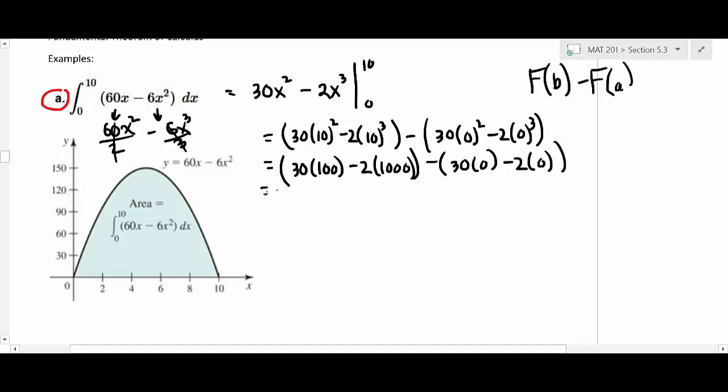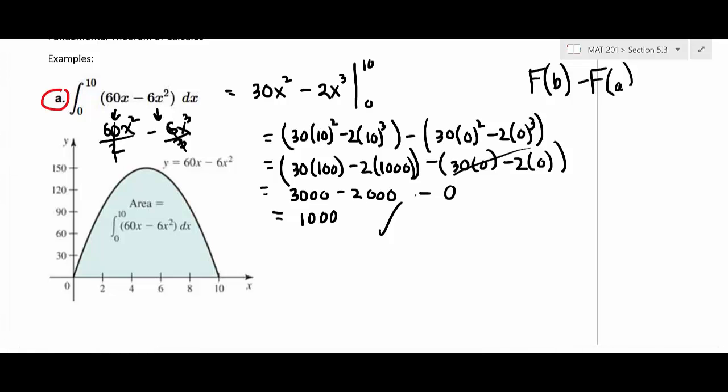So 30 times 100 is 3,000, and 2 times 1,000 is 2,000. This side is 0, so it looks like the exact area under that curve is 1,000. That's pretty fascinating too. I don't know if it is to you, but the fact that calculus and basic ideas with a derivative can find that perfect area with precision.